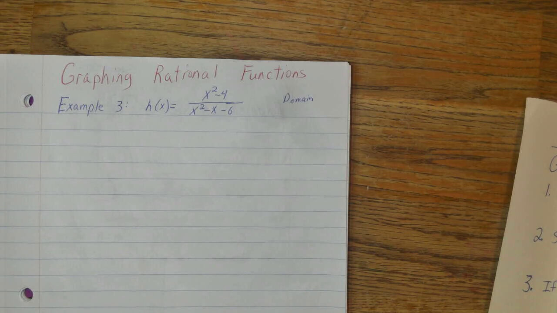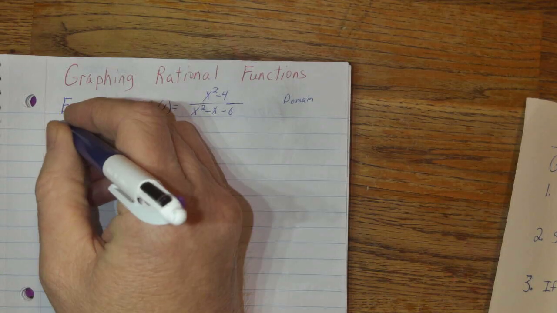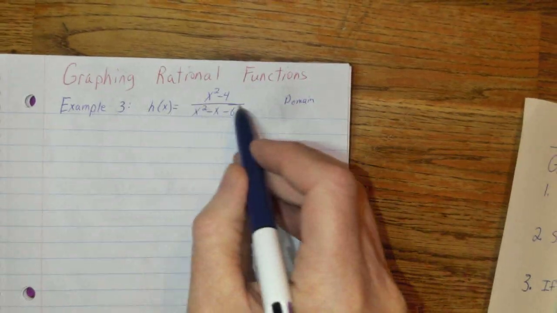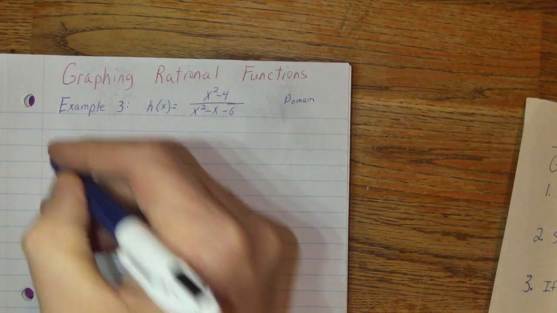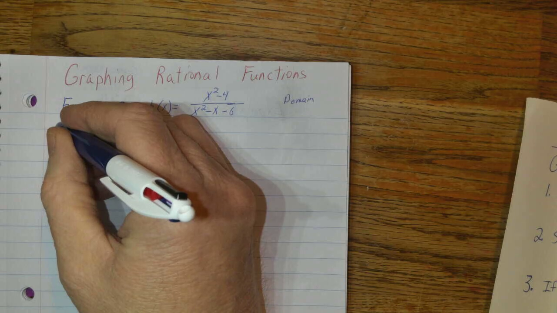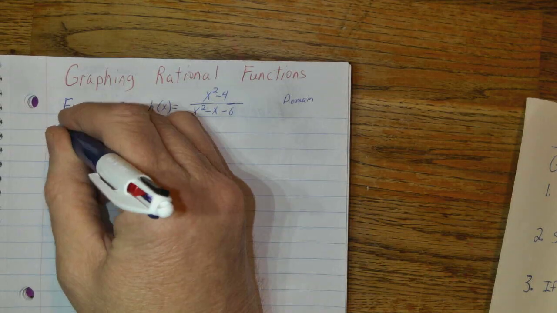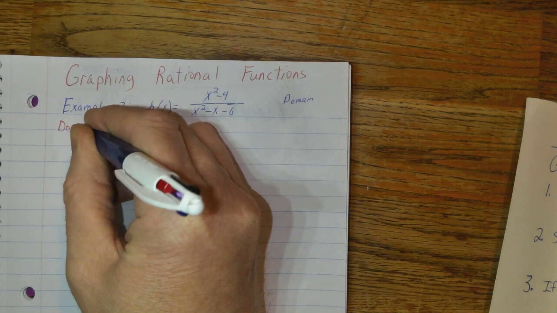Alright, the third example. I've got x squared minus 4 over x squared minus x minus 6. So the first thing I'm going to go for is the domain.